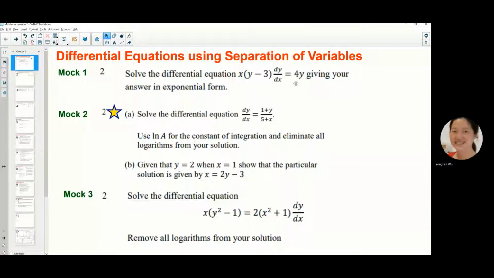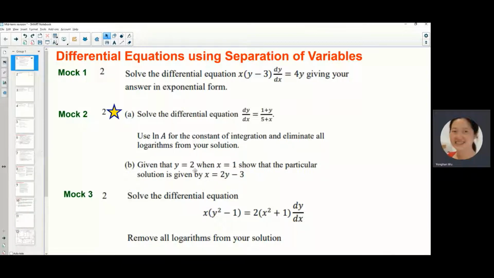If you examine the questions, there are a few requirements. For example, the first one says give your answer in exponential form. That indicates that you probably will have a log at the end, and then you need to convert that back into exponential form. The third example also says remove all the logarithms from your solution. So does the middle one.